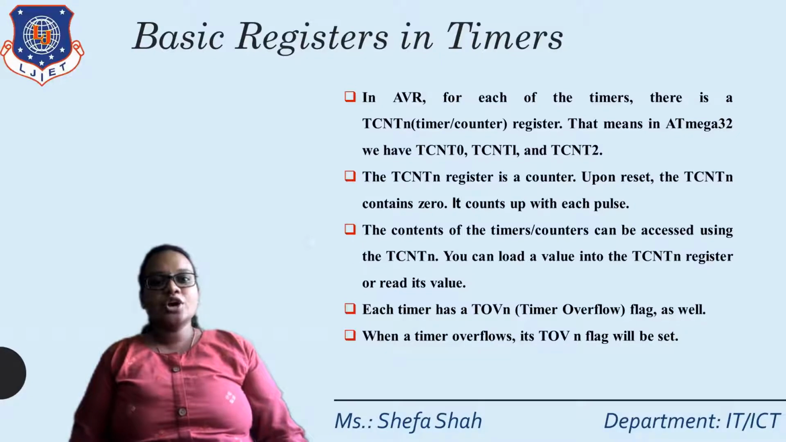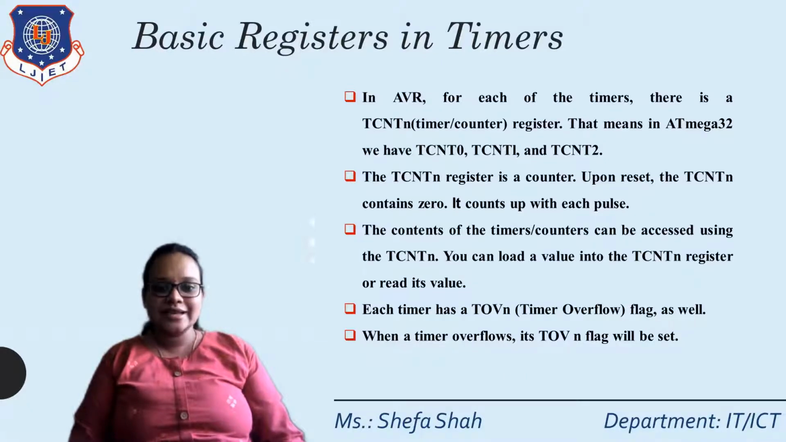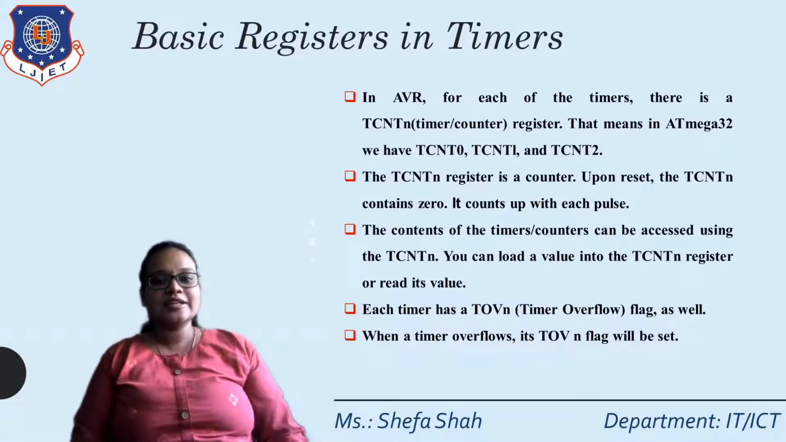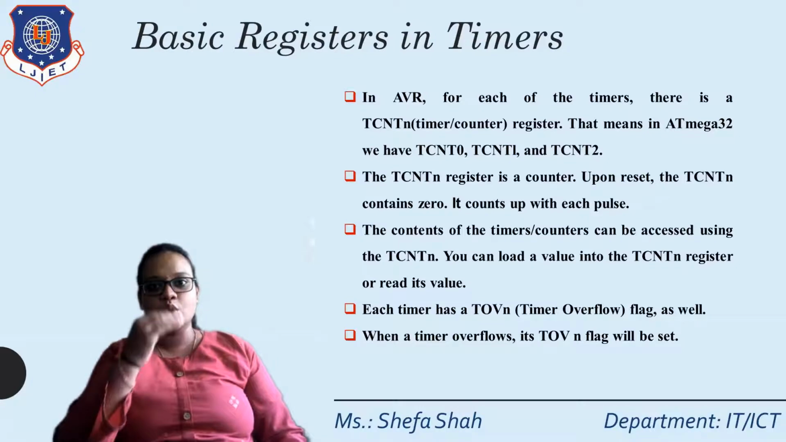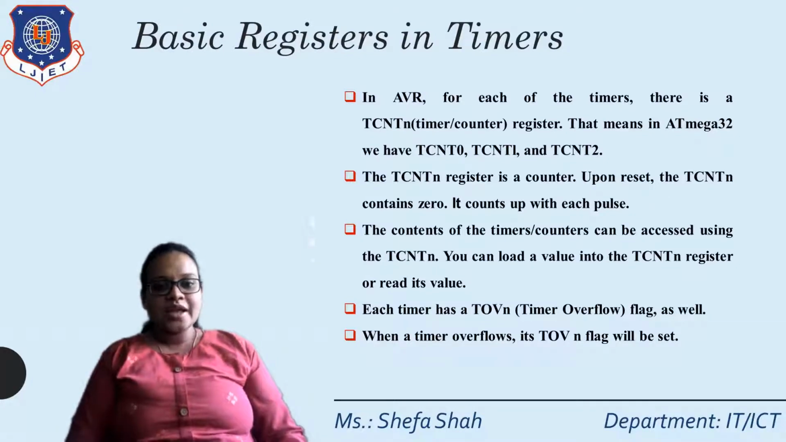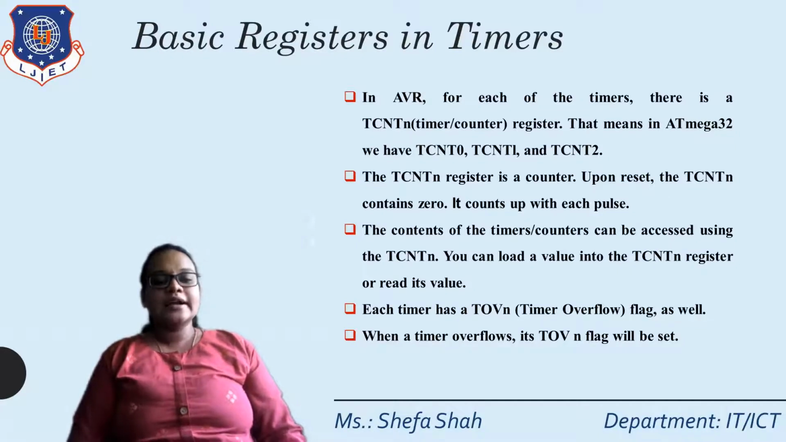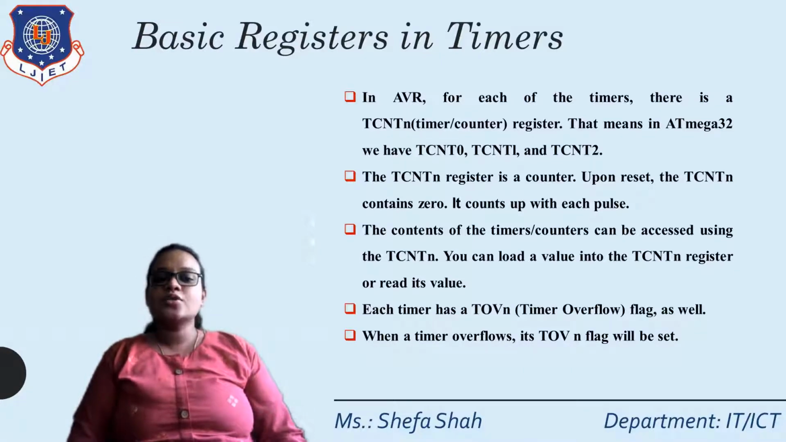When we talk about the basic timer registers, in the AVR, each timer has a TCNT, the timer counter register. In the ATmega32 we have TCNT0, TCNT1, and TCNT2. The TCNT register is a counter, and upon reset it contains 0. It counts up with each pulse, auto-incremented by 1. The content of the timer and counter can be accessed through the TCNT register. You can load a value into the TCNT register and read its value.